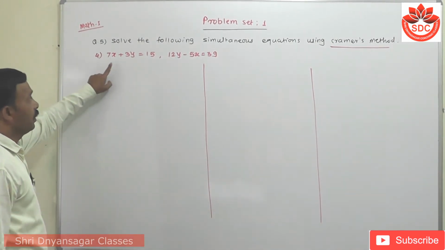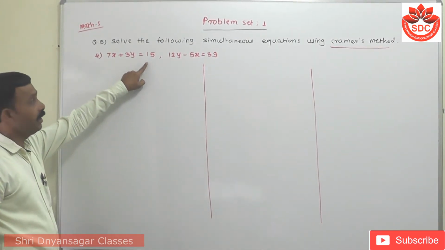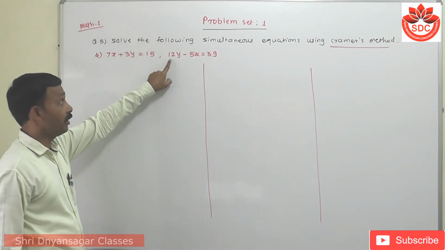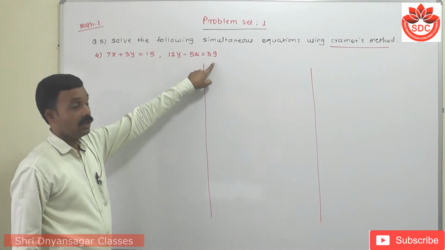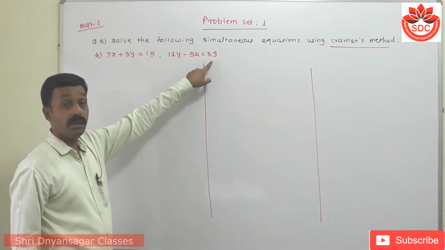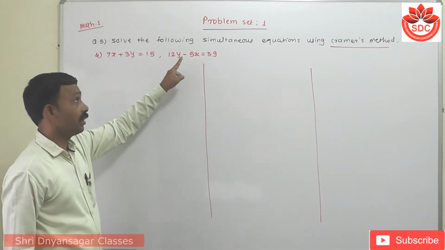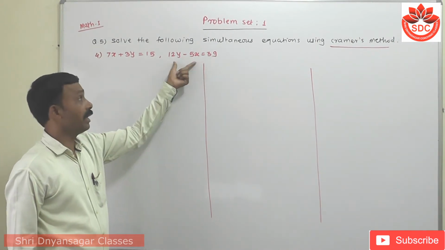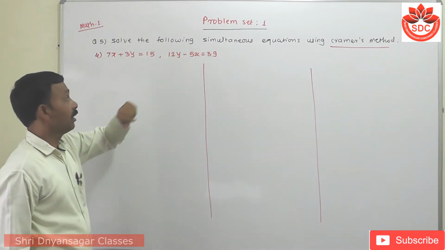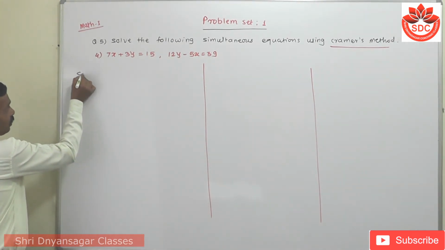Question number 4. 7x plus 3y is equals to 15, and y minus 5x is equals to 39. Student, this is not in a standard form. First take ax, then by is equals to c. So I have to directly write this equation. Then look here for its solution.